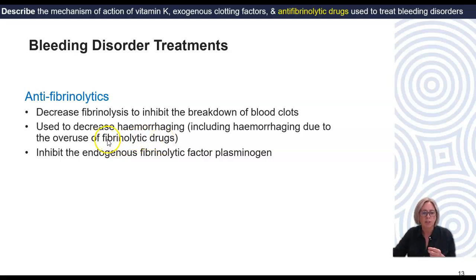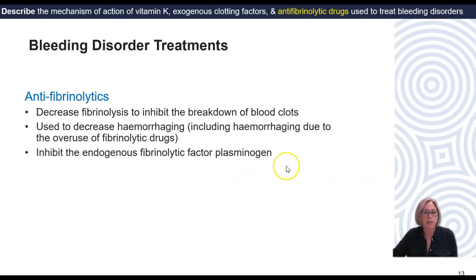So sometimes somebody's given a fibrinolytic drug to dissolve a clot and it works too well and it actually causes bleeding. So in this case, they would be given on top of that an antifibrinolytic to decrease that hemorrhaging. And the way that they act is to inhibit the endogenous fibrinolytic factor plasminogen. If plasminogen is inhibited, you don't get plasminogen being converted to plasmin, and therefore you don't get the clot dissolving.